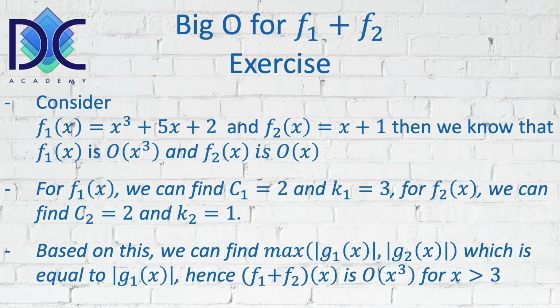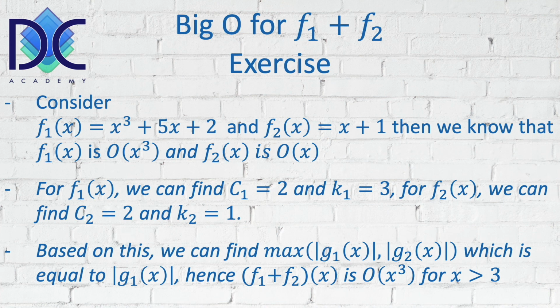Based on what we found before, we can find the maximum of g1 of x and g2 of x, which in this case is g1 of x, because it's x to the third. So we find that f1 plus f2 of x is big O of x to the third for x larger than 3. And that's the result for addition.